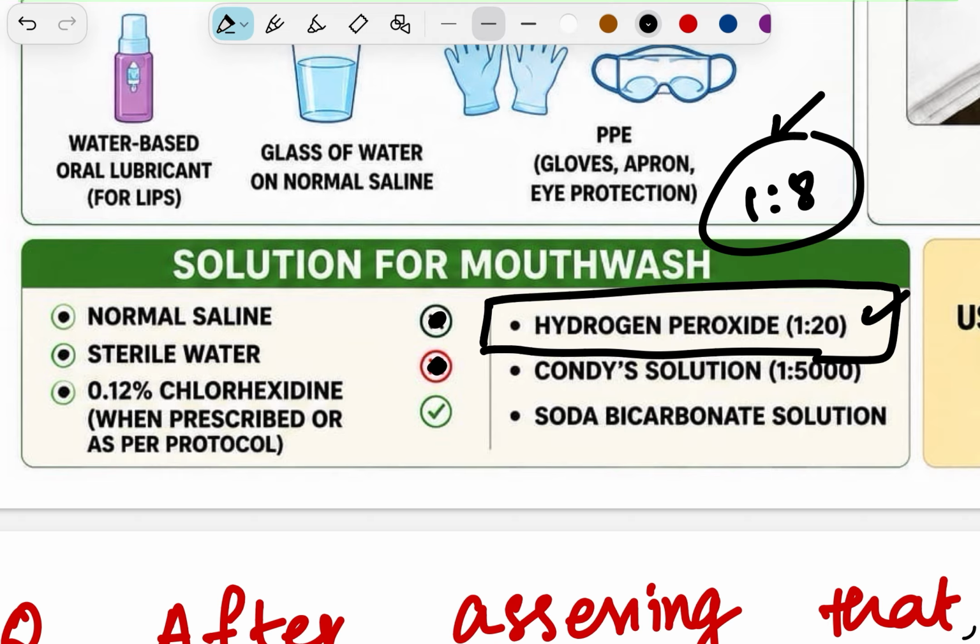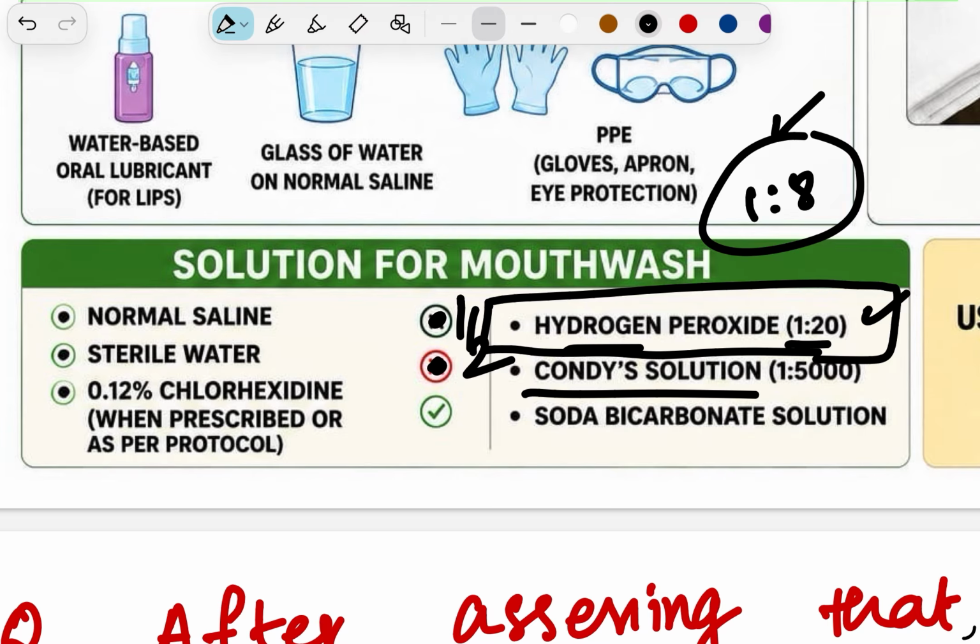You can say 1:8, or else 1:20. So 1:20 means around 0.5% strength, that is, half strength of hydrogen peroxide. Half strength means 1:20. 1:10 means it is full strength, isn't it? 1%, right? Half strength, or else we can say 0.5% of hydrogen peroxide.